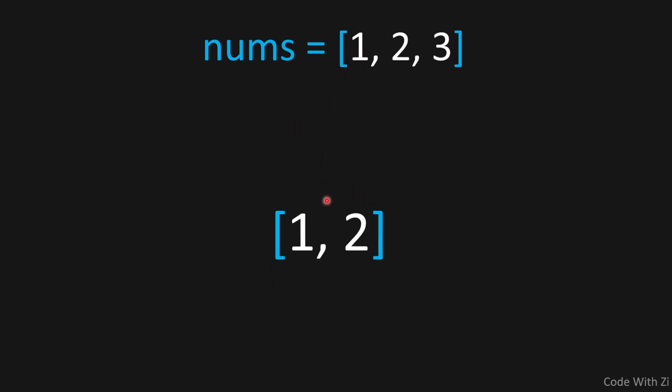Now, 1 and 2 can also be a subset because, again, we took 1 and 2. These two are the smaller group of elements that we took from our bigger group of elements. Or we could even have 2 and 3 for the same reason. But you saw that we had 1 and 2, right?